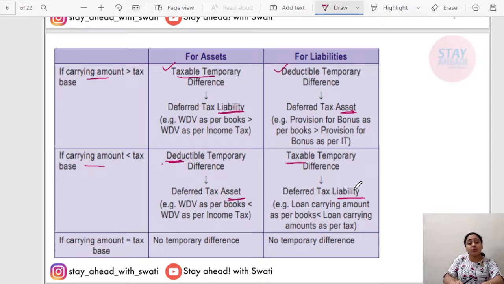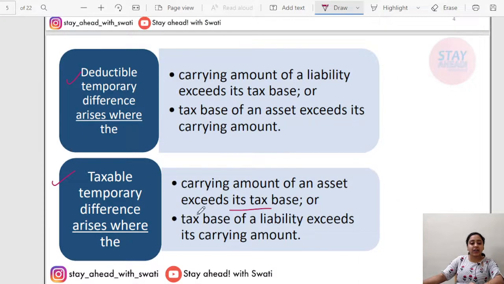When the amount of difference is nil, that is, the carrying amount and the tax base are equal, then you need not record or calculate any amount. No temporary difference. Okay, are you clear with this? Now read this, you will get a better understanding.